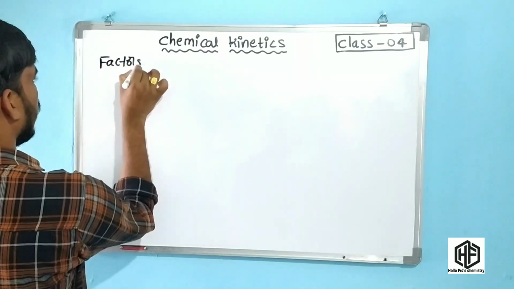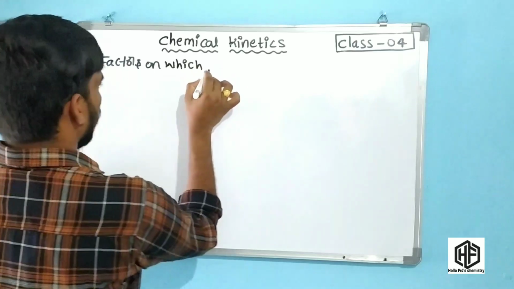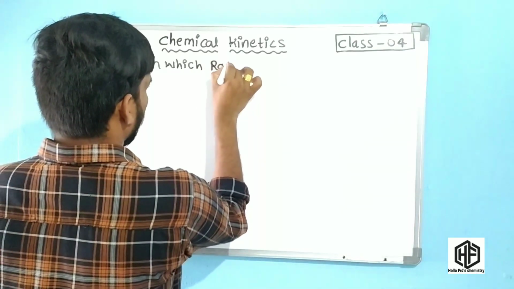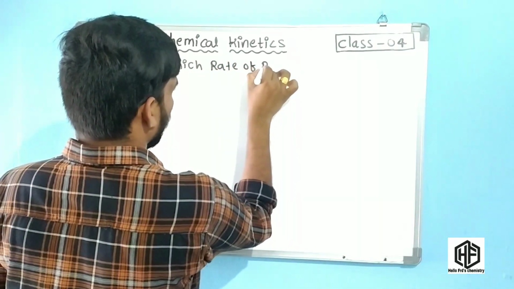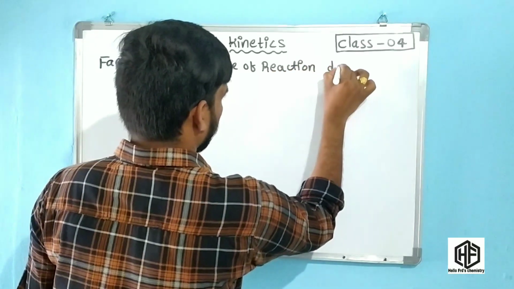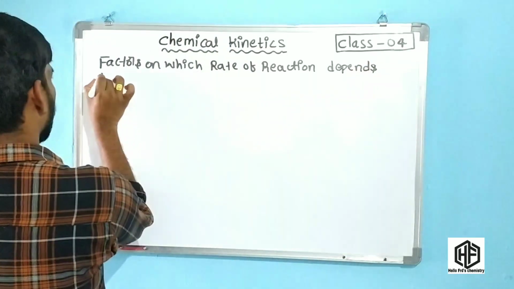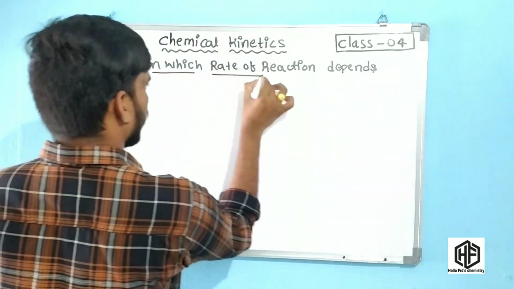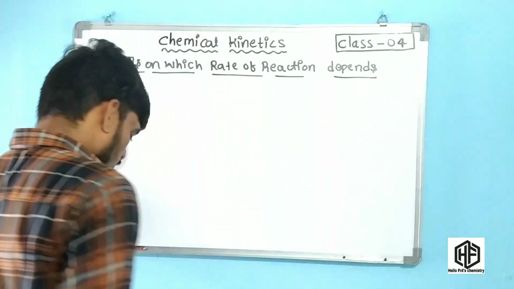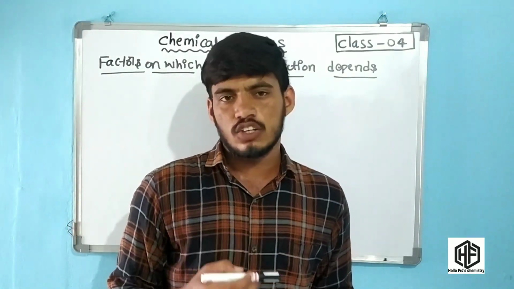Factors on which rate of reaction depends. This is the heading. This is the side heading, friends. Factors on which rate of reaction depends. Friends, these are the important factors affecting the rate of reaction.